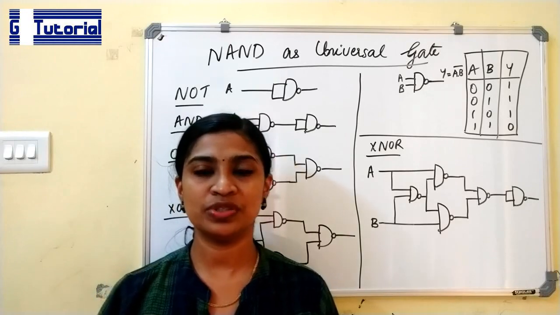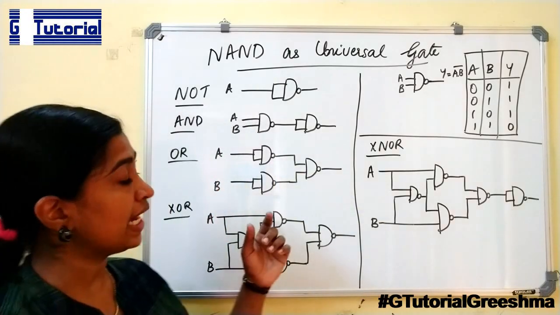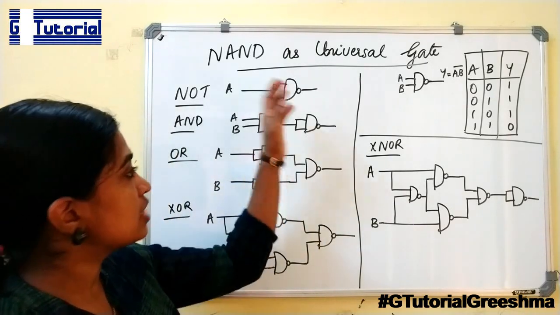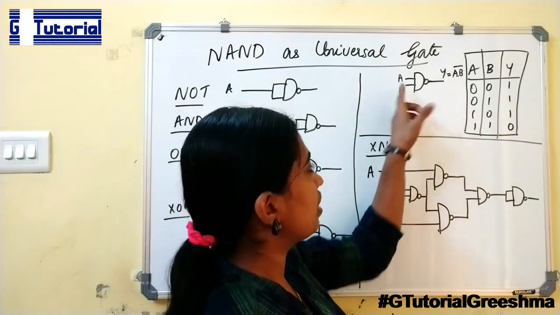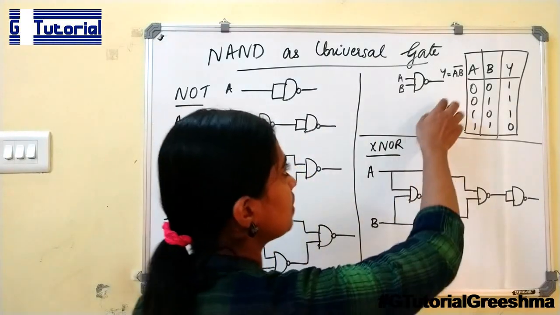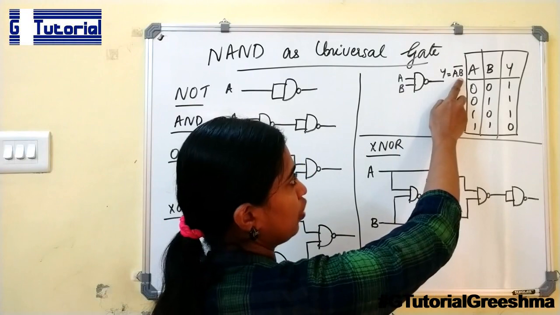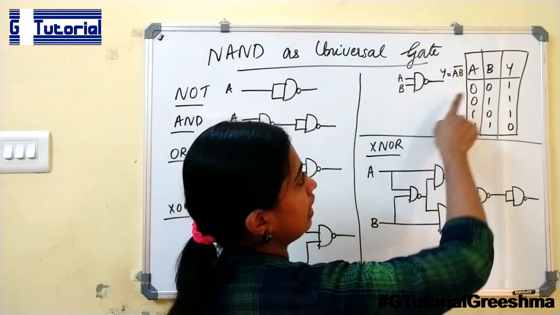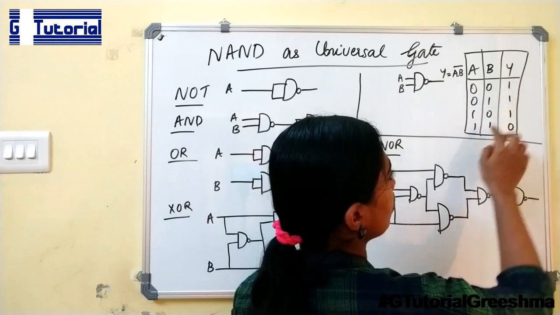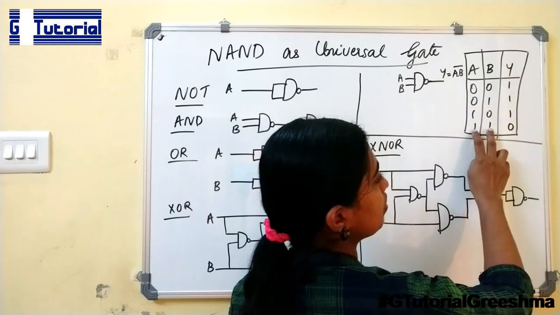Now let us get to the portion. First, let us see the NAND gate as a universal gate. The symbol for a NAND gate is this. If you are giving A and B as the input to a NAND gate, its output is (A·B) bar. And the truth table is, it provides output 1 for all inputs except when both inputs are 1.